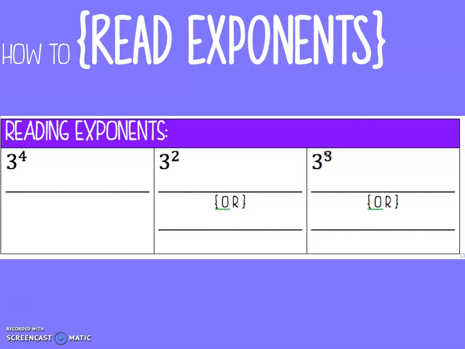When we read an exponent, we are reading the base to a power of. I actually want you to write this out because it's going to help you remember how to read these. So for example, in this first box here, it is 3 to the 4th power. So we're going to write that down. 3 to the 4th power. We always say the base first, and then the exponent is your power.